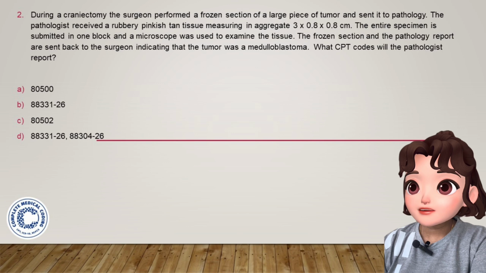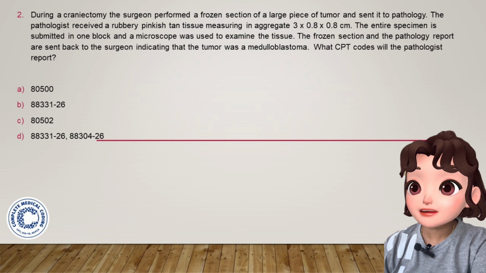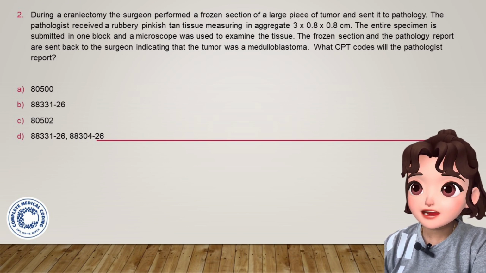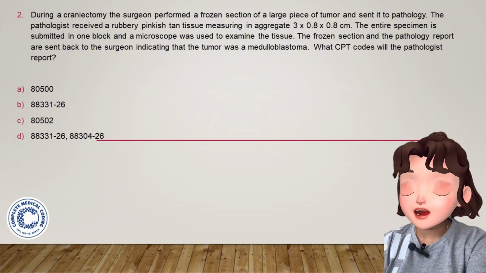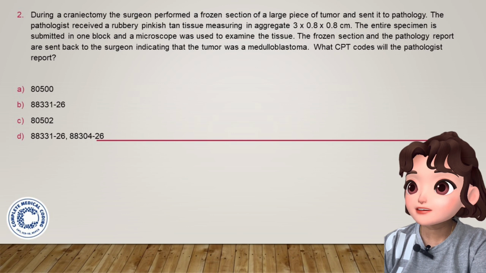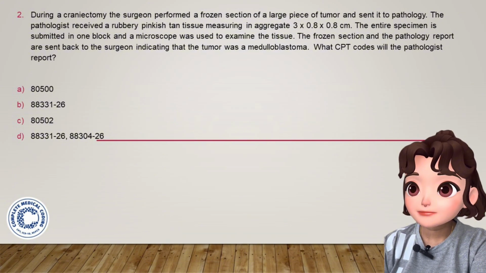Now, let's move on to the second question. During a craniectomy, the surgeon performed a frozen section of a large piece of tumor and sent it to pathology. The pathologist received a rubbery pinkish tan tissue measuring in aggregate 3 x 0.8 x 0.8 centimeters. The entire specimen is submitted in one block and a microscope was used to examine the tissue. The frozen section and the pathology report are sent back to the surgeon indicating that the tumor was a medulloblastoma.